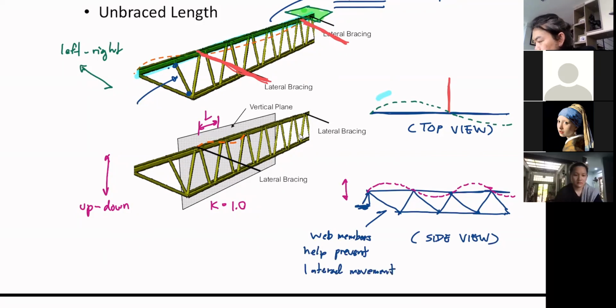But for this, we need something to help prevent lateral movement. Let's try again. Awful handwriting. Lateral movement.